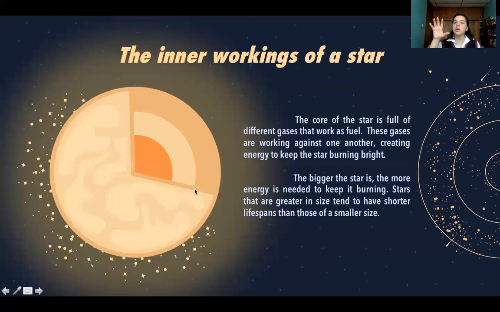So when a star is formed, it's almost the same as a planet. It has a core, a center in which the entire energy is concentrated. The core of the star is full of different gases that work as fuel. Okay, remember that the word fuel means something that gives energy. For example, our cars need gasoline, which works as fuel for us to drive around the town. These gases are working against one another, creating energy to keep the star burning bright. The bigger the star is, the more energy is needed to keep it burning. Stars that are great in size tend to have shorter lifespans than those of smaller size. Let's think about stars as huge machines, right? When we have a huge machine, we need a lot of energy to make it work.